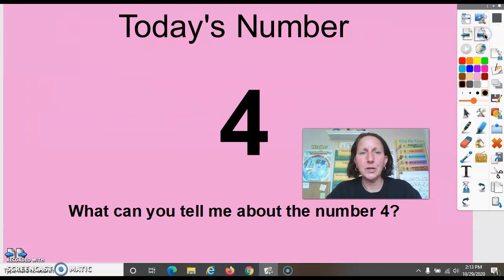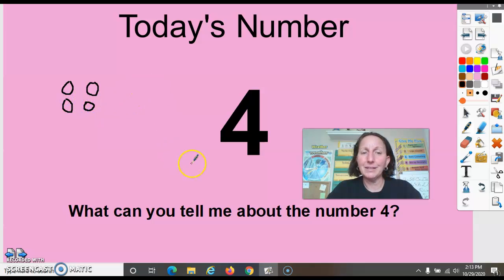So today, our number for today is number 4. So it says, what can you tell me about the number 4? So I want you guys to think about things that you could tell me about number 4. So one thing that a lot of times kids will always say is that you can make 4 by drawing 4 circles. You can make 4 by drawing 4 of anything, right? You could draw 4 triangles, 4 hearts, 4 stars.